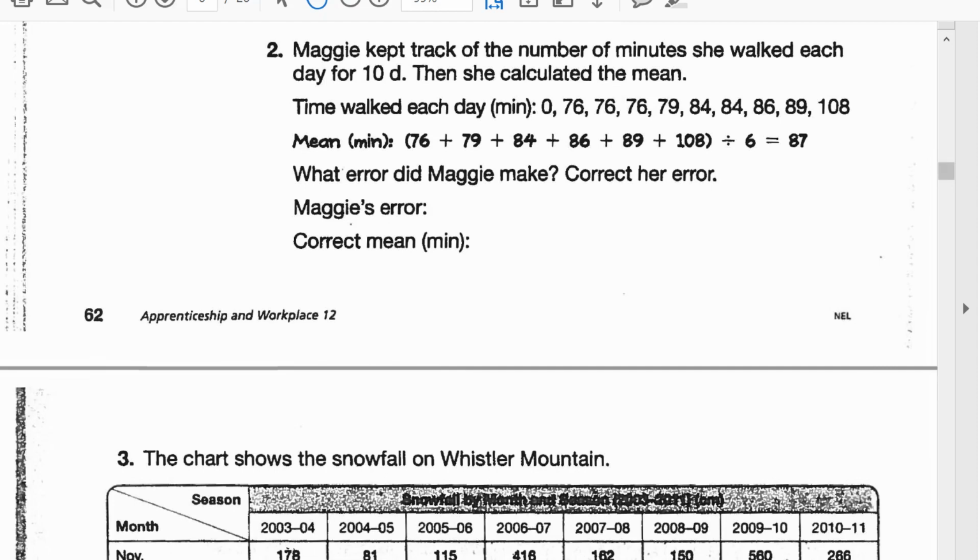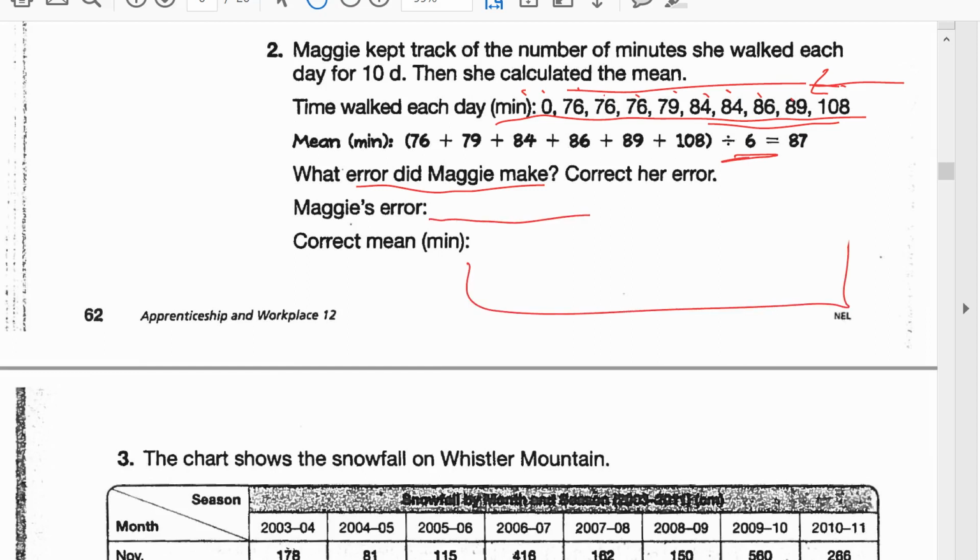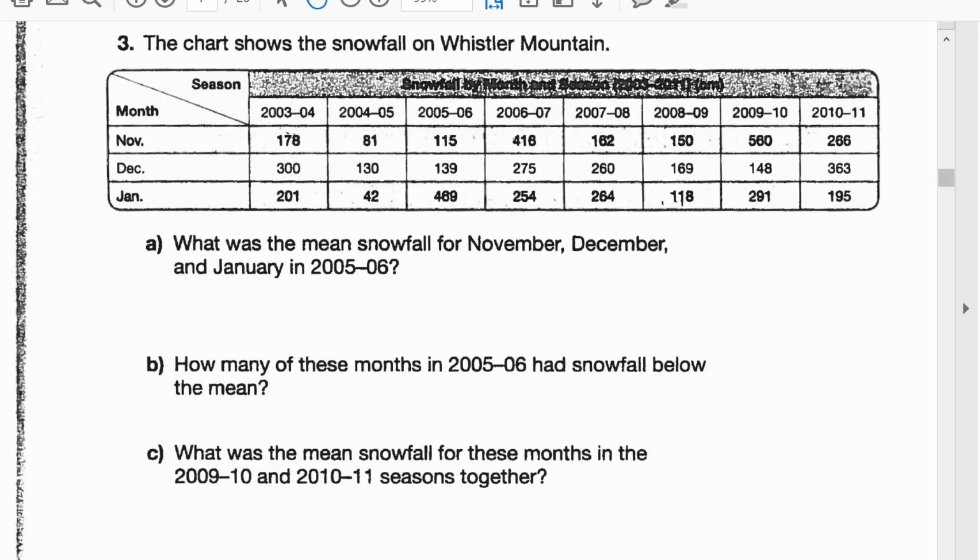Number 2. Maggie kept track of the number of minutes she walked for a 10-day period, then she calculated the mean. So those are the minutes she walked. She counted 1, 2, 3, 4, 5, 6, 7, 8, 9, 10. What error did she make? Well, I just showed you right up here. I counted, there's actually 10 values, not 6. Maggie's error, tell me and correct it. This has to be a 10. It will change the answer. That one's pretty easy. Let's do number 3.